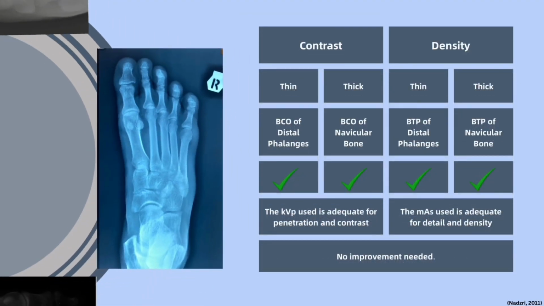Lastly, for this radiograph, the KVP used is adequate for penetration and contrast. This is because the thin structure, which is the BCO of distal phalanges, and the thick structure, which is the BCO of navicular bone, can be seen, and the MAS used is adequate for detail and density. This is because the thin and thick structures, which are the BTP of distal phalanges and BTP of navicular bone, can be seen, so no improvement needed.